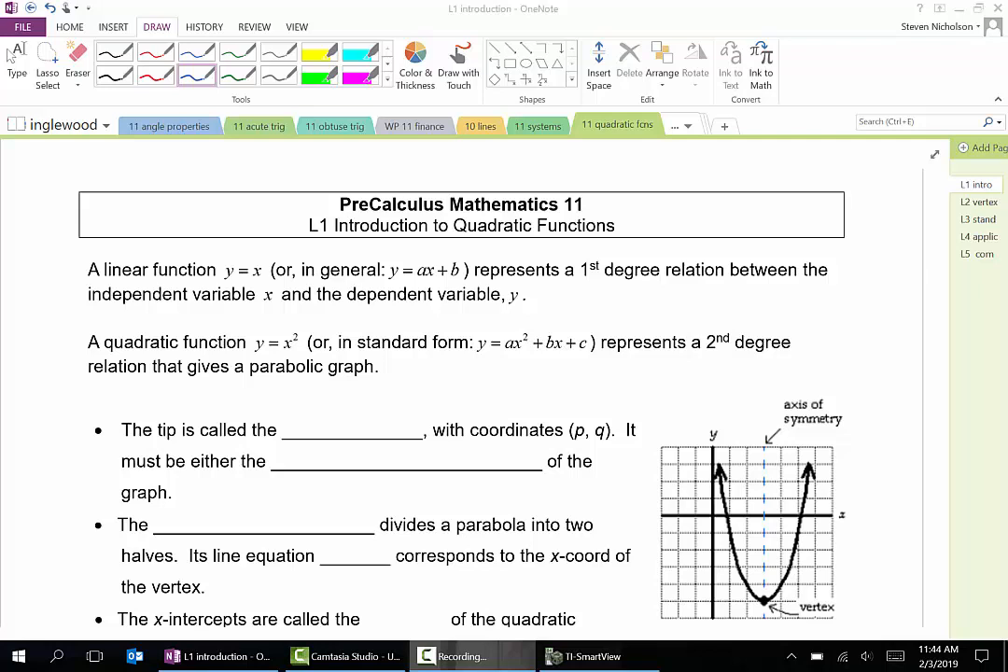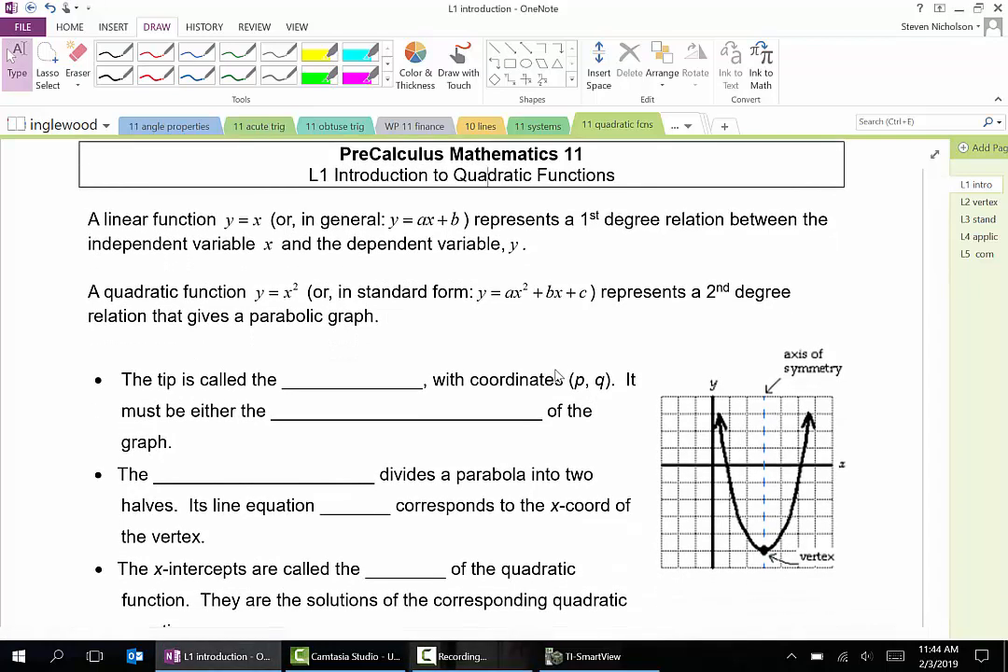This is the first lesson on quadratic functions. If you think back to grade 10, you looked at linear functions, and that was the only function you looked at. A linear function in general form looks like this: y equals ax plus b, or y equals mx plus b. The a tells you the slope, and the b tells you the y-intercept.